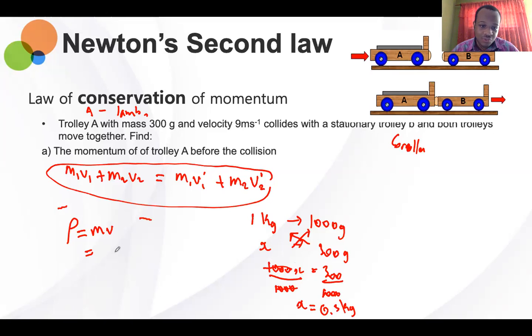Right, so we now have 0.3 kilograms times velocity. What is our velocity again? 9 meters per second, right? Yes. Now, what is our final answer for the momentum of trolley A? 2.7. Let me just double check that. Yes, 2.7 sounds correct. 2.7, right?